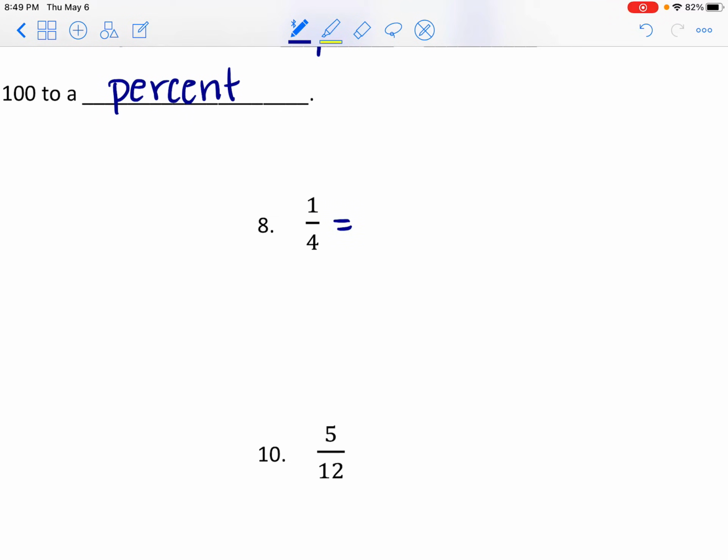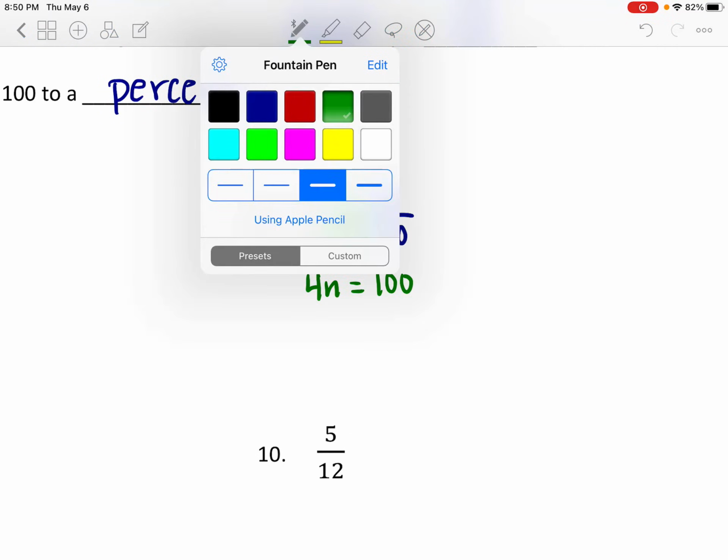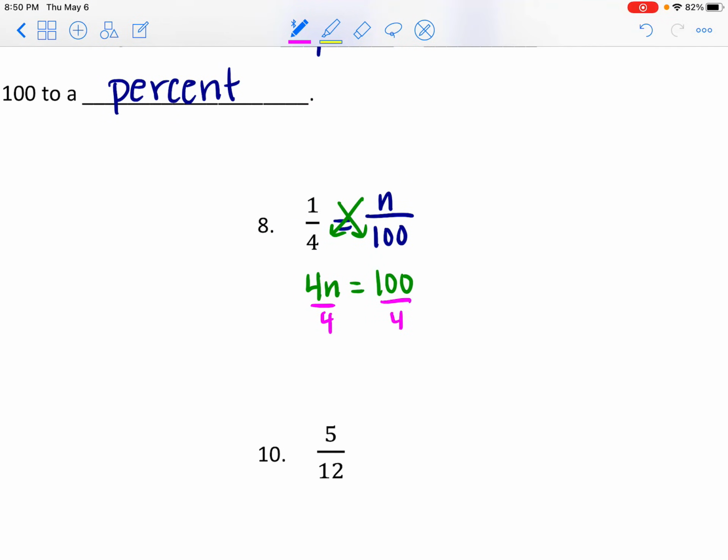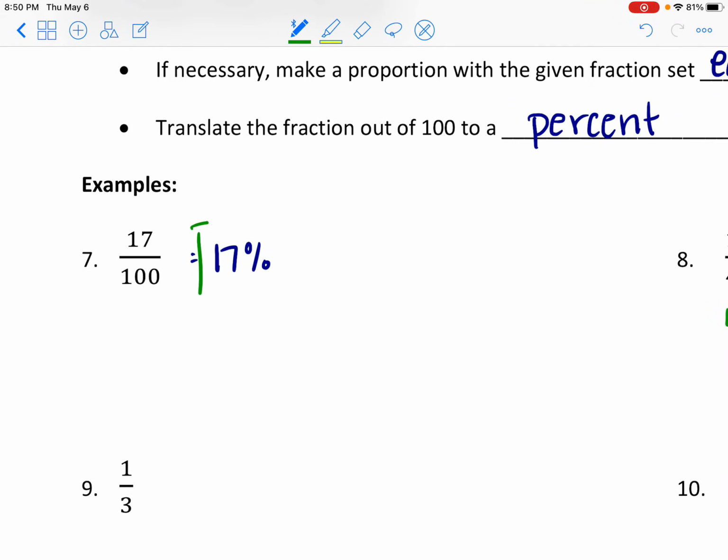I'm trying to figure out 1 out of 4 is to what number out of 100. That's going to tell me what my percent is. Because I know that once I have this proportion set up, it's cross-multiplying to solve. So this is 4 times n equal to 1 times 100, which is 100. So to solve this, we're going to divide both sides by 4. If I divide by 4 on both sides, I know that n has to be 25. So that means, if I rewrote this, 1 out of 4 is the same as 25 out of 100. And 25 out of 100 is 25%. Okay, 25%. This was 17%.